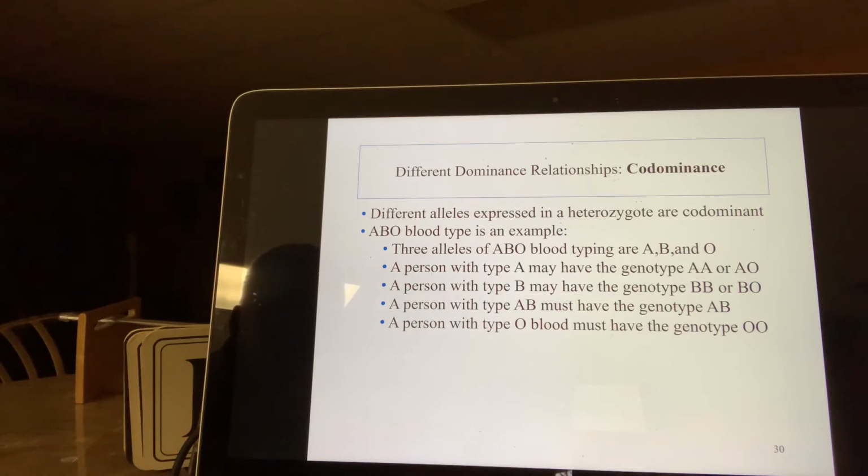People with type AB have to have the genotype AB, which means they have to have gotten one of those alleles from their mother and one of those alleles from their father. And people who are type O must have the genotype OO, because if they had either an A or a B, then they would have those antigens on the surface of their blood cells.